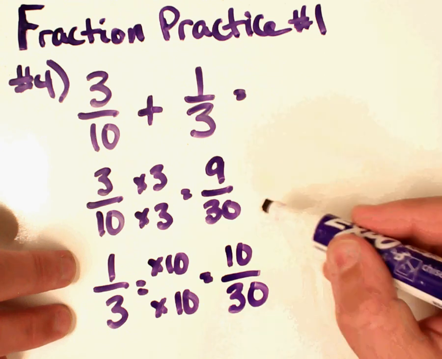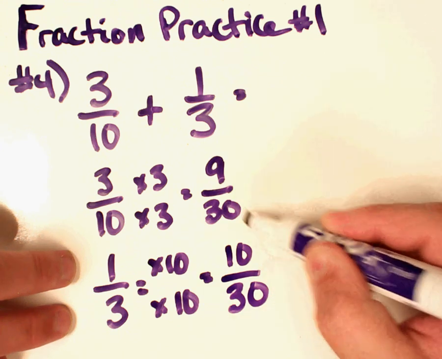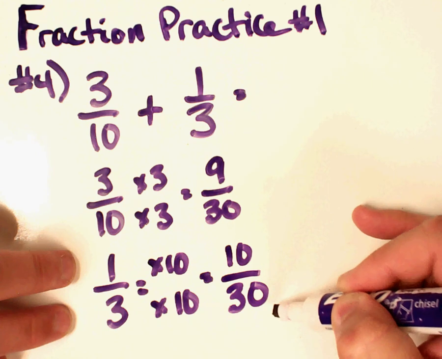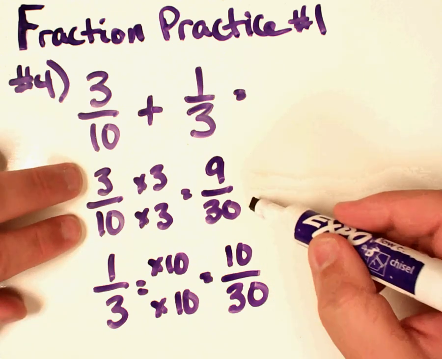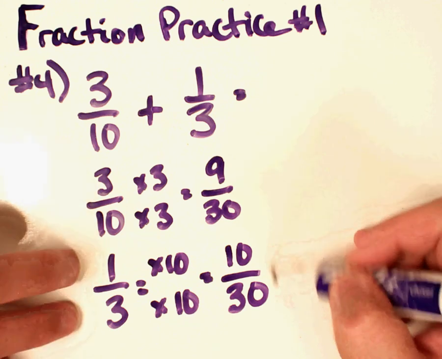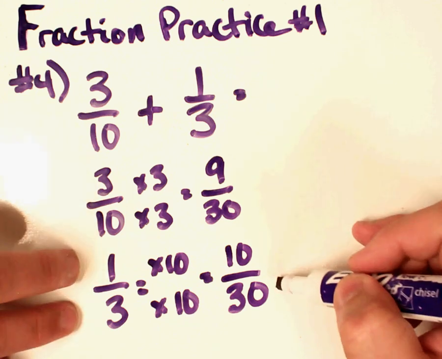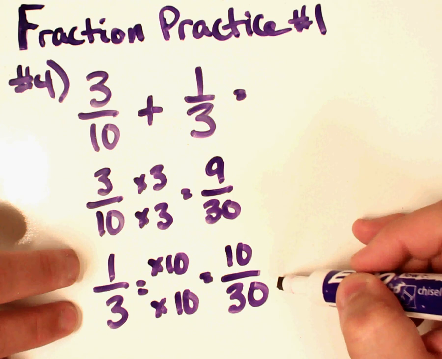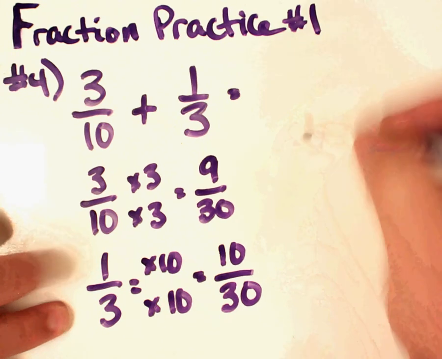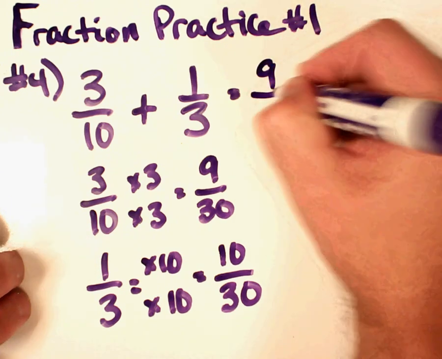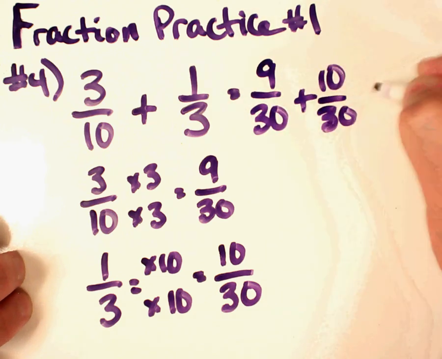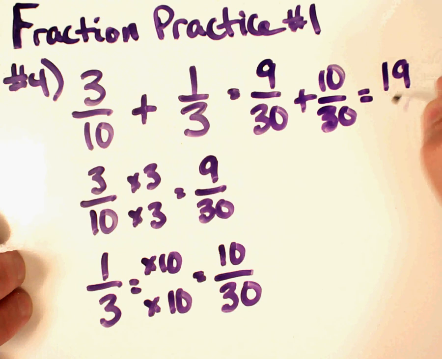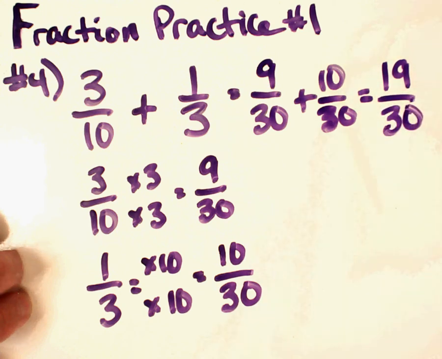So now I have two fractions, both with denominators of 30. So now I can add them. 3/10, the equivalent fraction is 9 over 30. 1/3, the equivalent fraction is 10 over 30. So 9 over 30 plus 10 over 30 gives me 19 over 30.